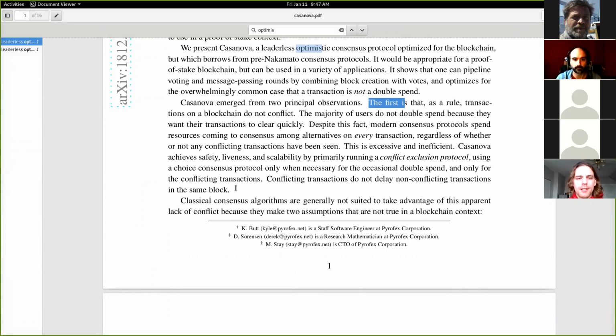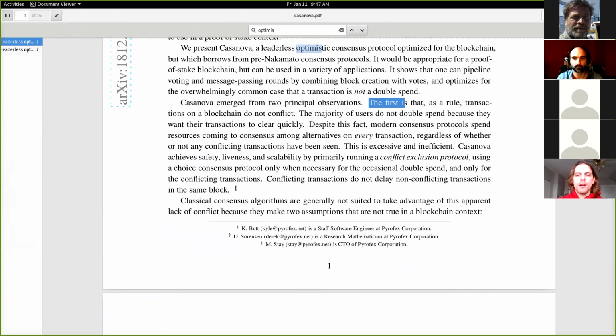As a rule, transactions on a blockchain do not conflict. The majority of users don't double spend because they want their transactions to clear quickly. That's true, I've never tried to double spend. Despite this fact, modern consensus protocols spend resources coming to consensus among alternatives on every transaction, regardless of whether or not any conflicting transactions have been seen. So I don't really understand. I definitely get the point that most of the transactions don't have double spends and we need to decide which one's the real one.